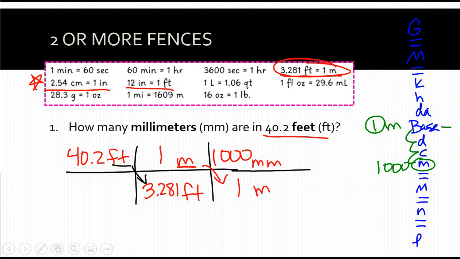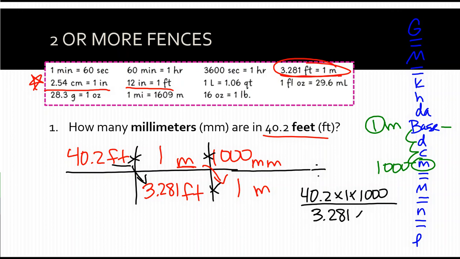Now I'm ready to do my math. So multiply everything on the top, multiply everything on the bottom, and then divide it out at the end. So really, what does it look like? 40.2 times 1 times 1,000 over 3.281 times 1. Now, you could easily take out the ones because those ones basically give you the same thing. So really, what are we talking about? 40.2 times 1,000 over 3.281. Whoa. And what do we get for our answer for that one? Some weird decimal, yes, probably.